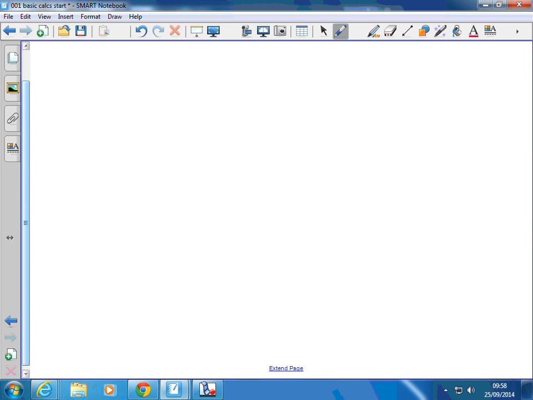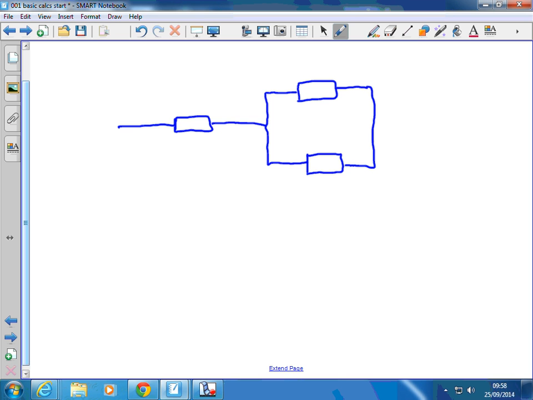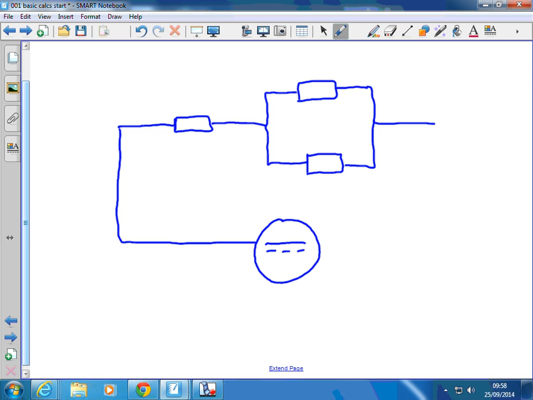Now, where I find students come unstuck with this type of analysis in particular is when we start to get a combination. Yep. We start to label that up. We've got a voltage arrow there representing the source. Okay. A total current IT will flow there.